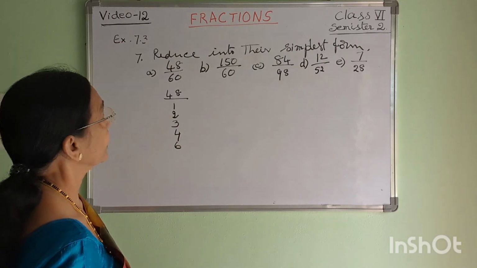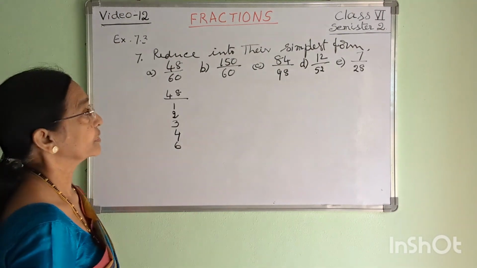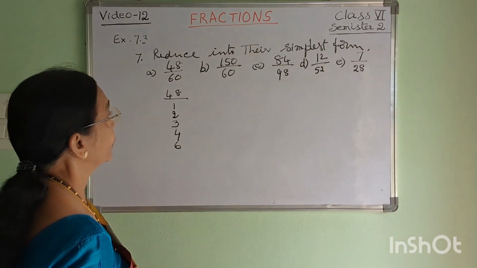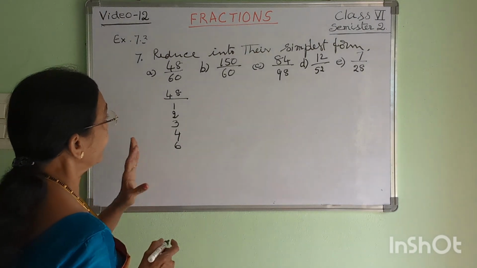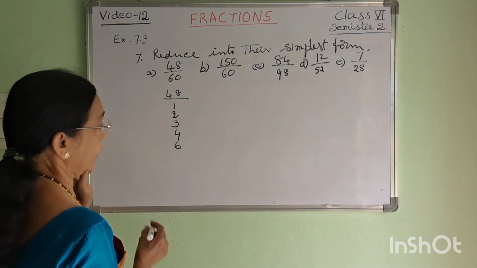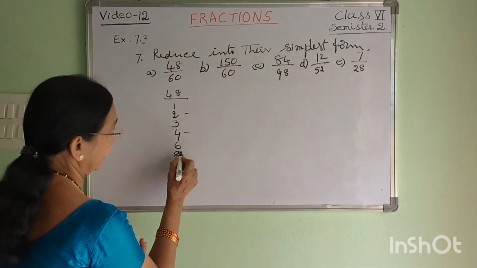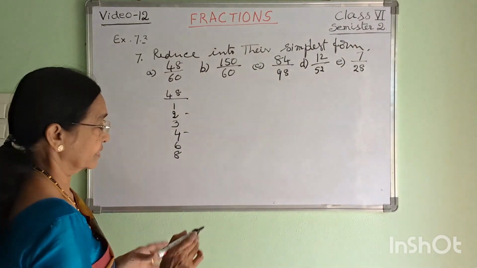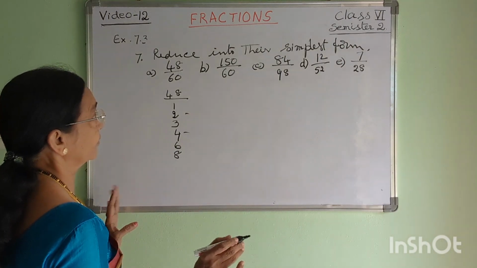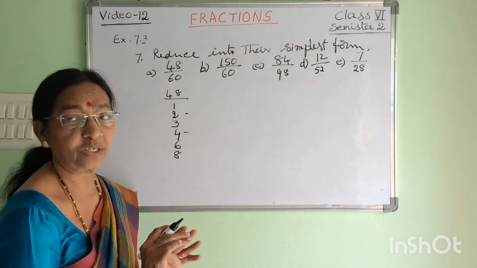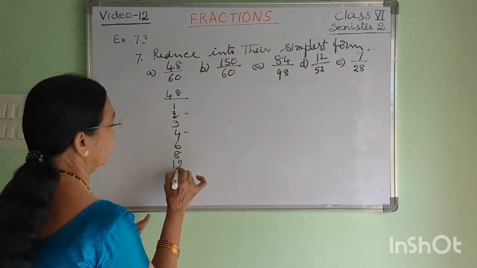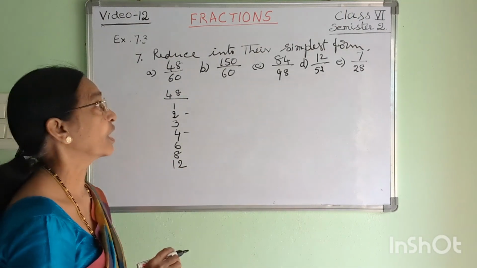Is 7 a factor? No, 7 is not a factor. 8 is a factor because 4 and 2 are factors. 8 is also a factor. 9 is not a factor, 10 is not a factor, 11 is not a factor, 12 is a factor again. 12 fours are 48.